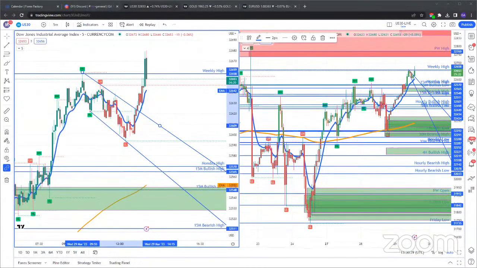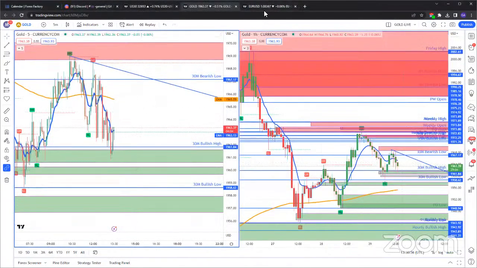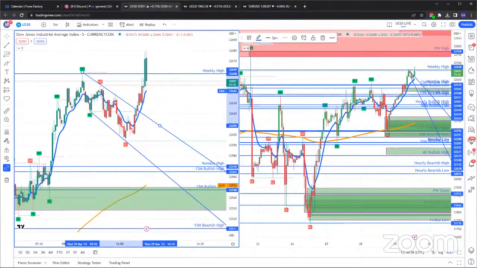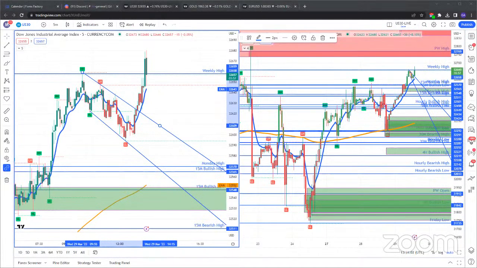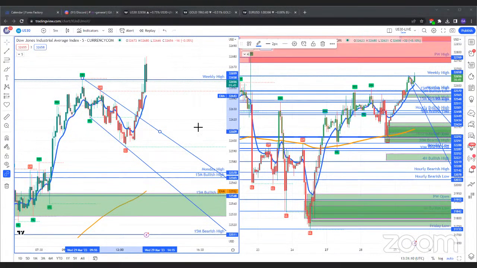Good morning, guys. Today is March 29th, and we are already up 2% for the week based on the trades taken on the live session. As usual, we'll be analyzing US 30, gold, and EU. Currently, I am looking for buys on US 30, sells on gold, and sells on EU. So looking through this, let's see what we have.